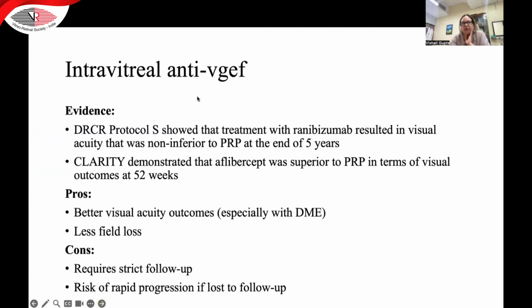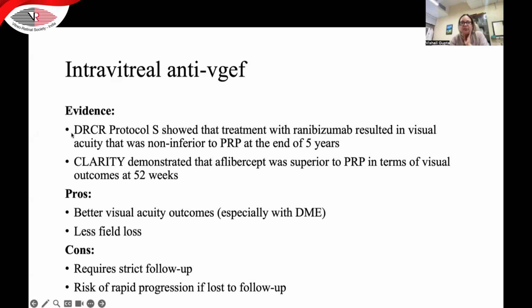When will you give intravitreal anti-VEGF? If we look at the evidence, DRCR protocol S showed that treatment with ranibizumab resulted in visual acuity that was non-inferior to PRP at the end of 5 years. And the CLARITY trial demonstrated that aflibercept was superior to PRP in terms of visual outcomes at 52 weeks.